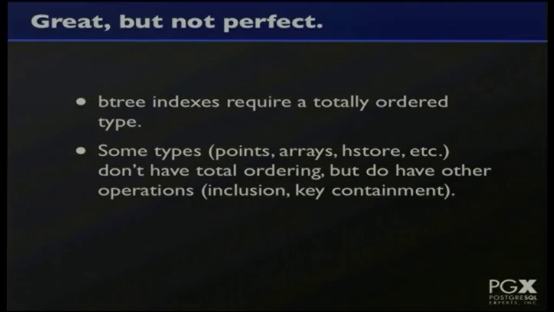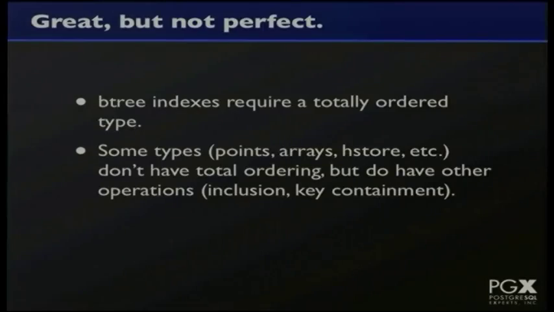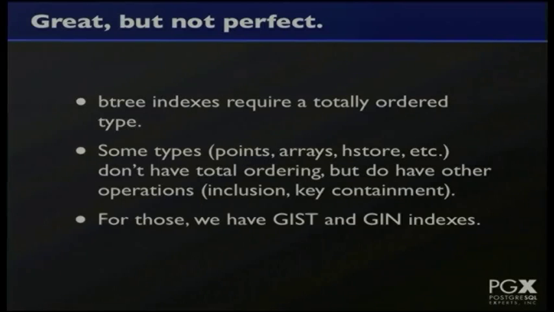But composite types and more exotic types like points, arrays, or hstore don't have total ordering, because you don't have greater than or less than. You could define it to mean something arbitrary, but it's not clear that would be very useful. They're not totally ordered types, so you can't create a B-tree index. But they do have other operations that you can do on them, like inclusion. Does this array have this value? Or key containment, which in the case of JSON or hstore, you can say, does this key-value pair exist in this item?